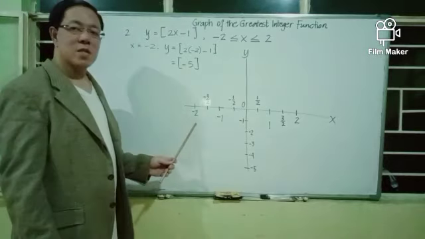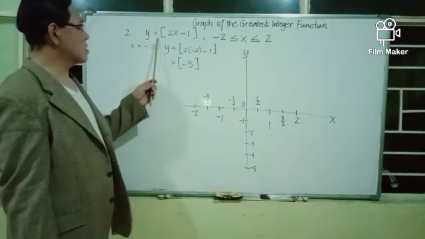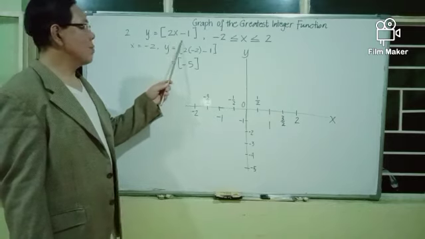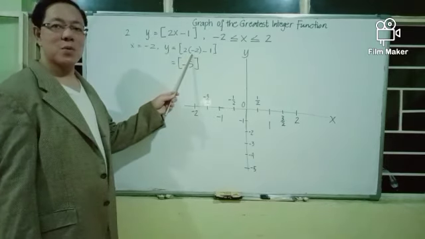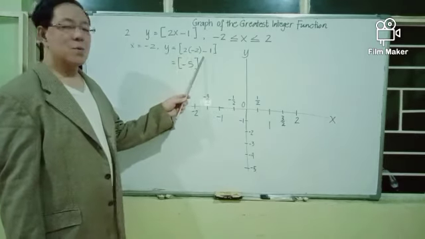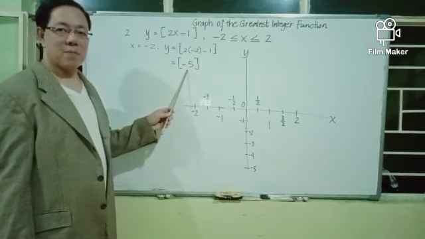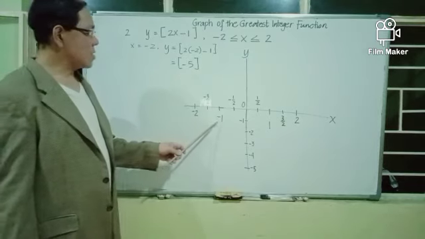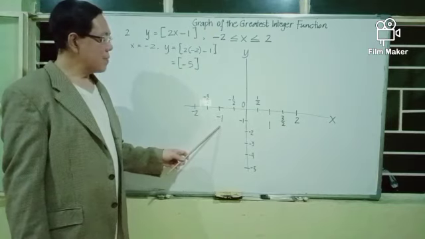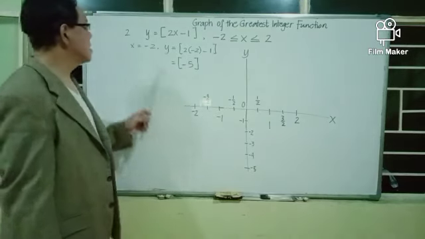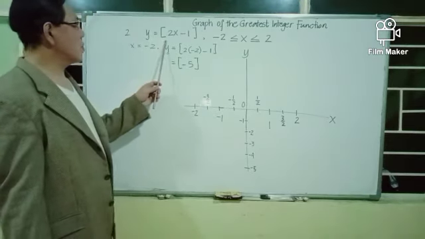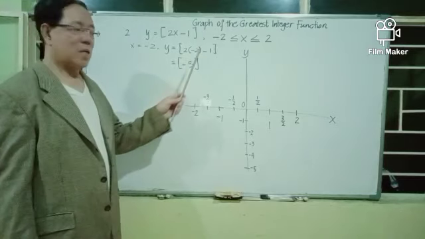When x is negative 2, the value of y equals the floor of 2x minus 1, where x is negative 2. 2 times negative 2 minus 1 equals negative 5. When x is negative 1, the value of y equals 2 times negative 1 minus 1.